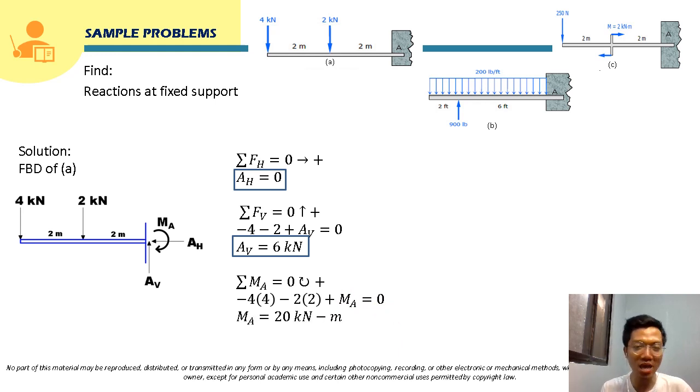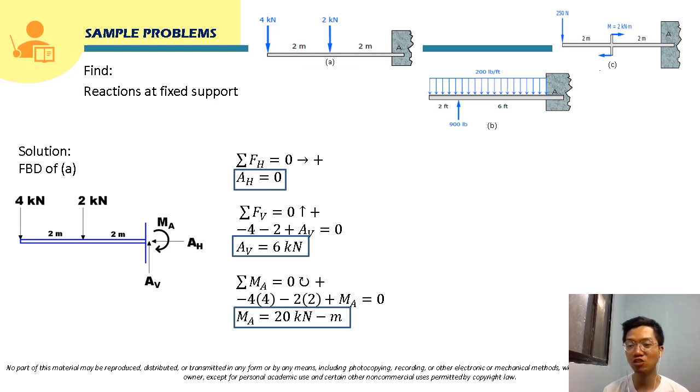So your MA will just be equal to, so we solve this, we transpose negative 4 times 4, so that would be positive 4 times 4. And we also transpose negative 2 times 2, so that will be plus 2 times 2. Okay, and it will give you 20 kilonewton meter. So the unit for this is kilonewton meter. Kilonewton per meter is what I mentioned earlier. So that is kilonewton meter. Okay, so that will be the reaction moment at A. So this will now be the answers for letter A.